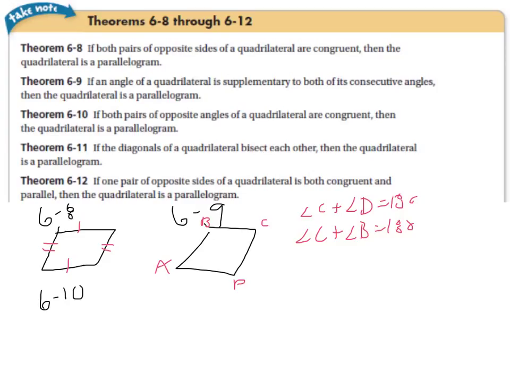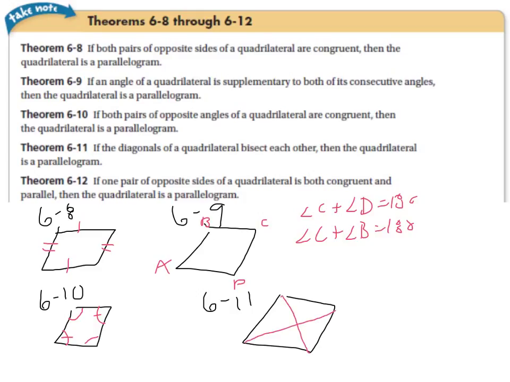6.10. If this is my shape, if I know both pairs of opposite angles are congruent, then it's going to be a parallelogram. So if this is congruent to this, and this is congruent to this. A lot of these are going to be the converse of the theorems that we've already talked about. 6.11. If I know the diagonals of a quadrilateral bisect each other, so if these are my diagonals, if I know this small length is equal to this small length, and this small length is equal to this small length, then it is a parallelogram.